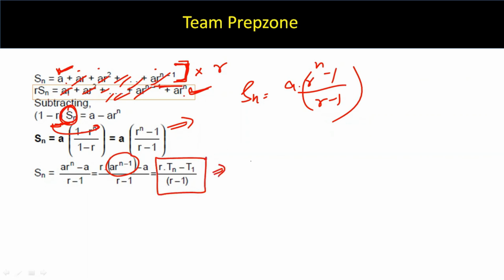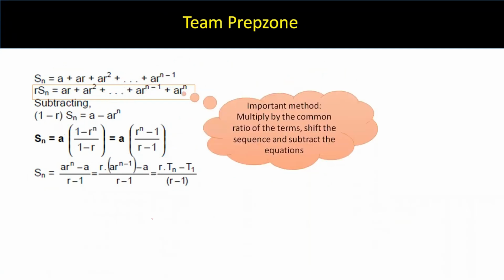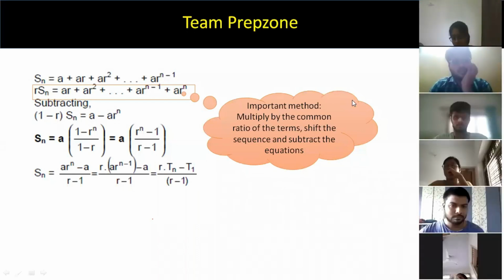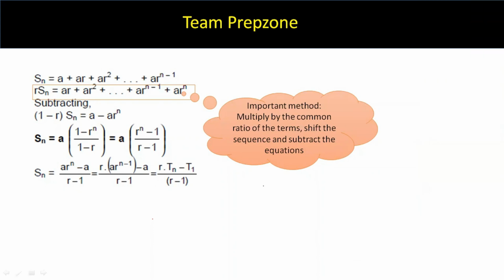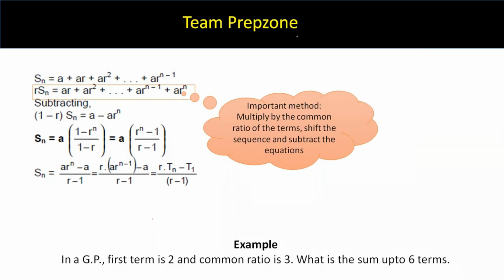When do you use this? When, for example, you are already given the sixth term, the first term, and r, and you have to calculate the sum of 6 terms. Then you can directly use this. And it's a very, very, very important method. We will talk about miscellaneous series, we'll talk about EGP, and this proof will help you there. So what I've done is I multiplied by the common ratio, shifted the series and then taken the subtraction. So if this is clear, please solve this question.